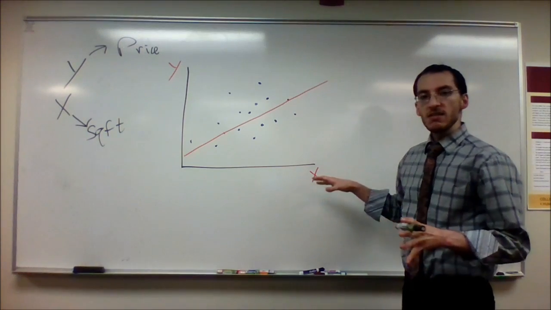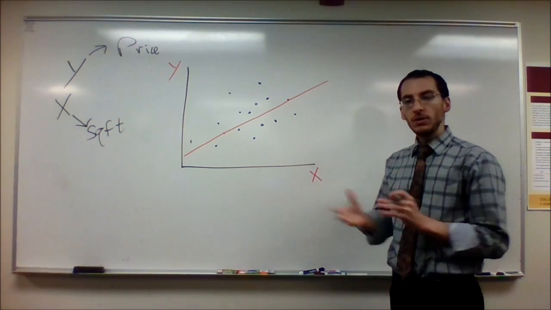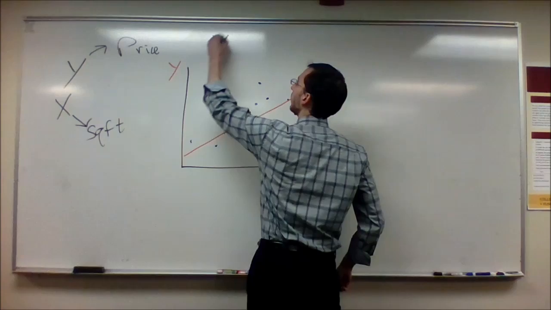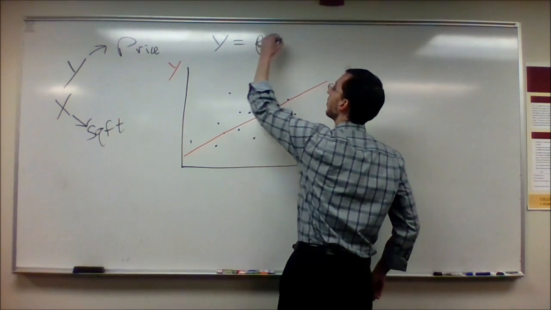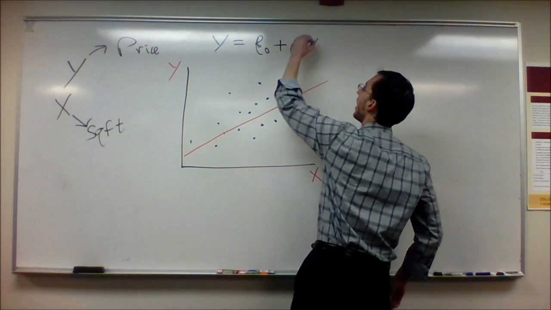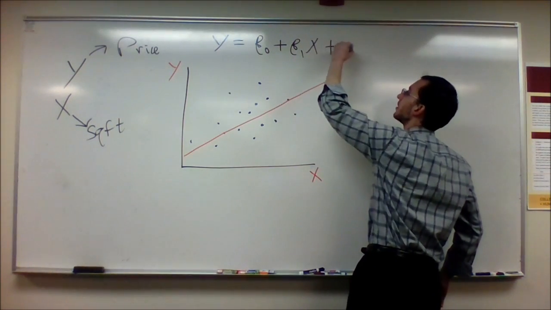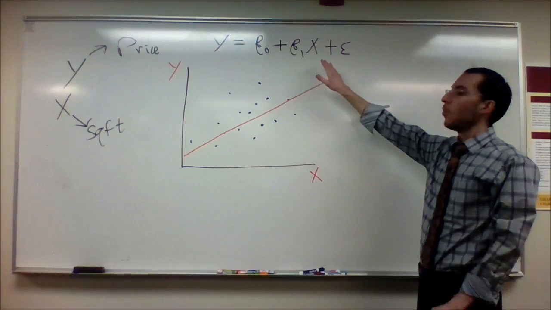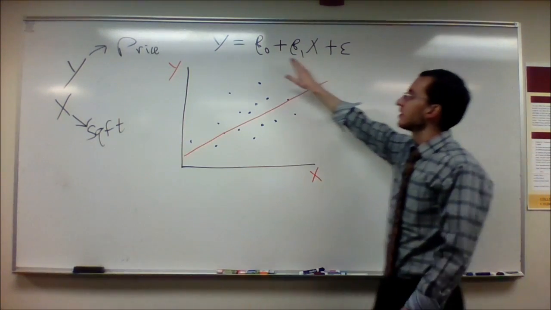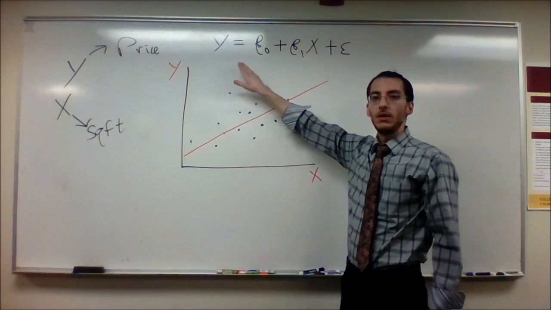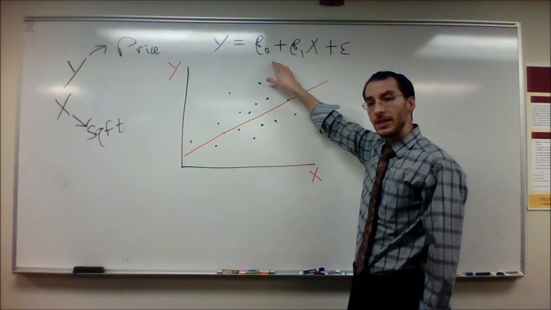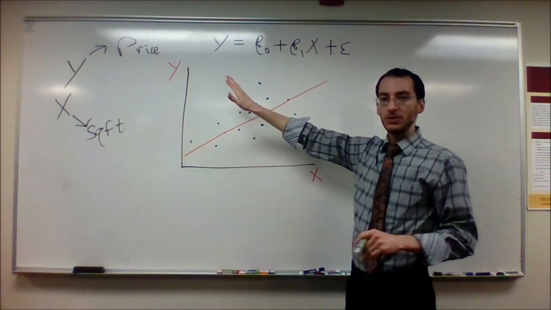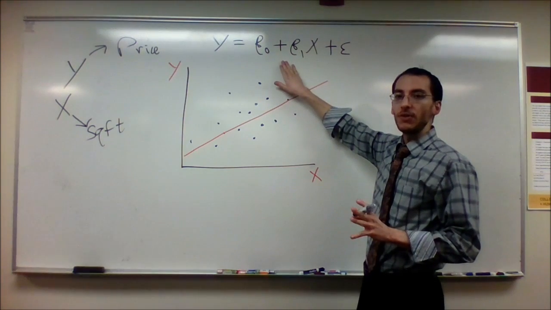The way we write our theoretical model is in the form y equals beta 0 plus beta 1 x plus this thing called epsilon. What this is, is the theoretical model that is supposed to represent the population and the true relationship that is out there in the universe. This is the theoretical model we start from.